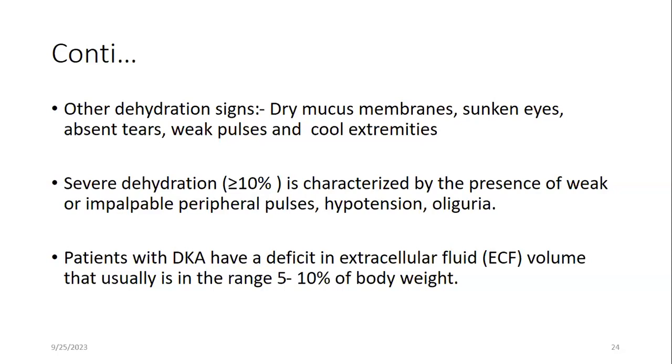And then once you assess your patient, you usually, in diabetic ketoacidosis, think of their degree of dehydration in terms of percentages. So we usually say if they have severe dehydration or they're in shock, assume that they have greater than or equal to 10% dehydration. So those are the ones who have features of shock, the ones I've told you about. Then patients with DKA usually have a deficit in extracellular fluid volume that is usually in the range of 5 to 10% of body weight.